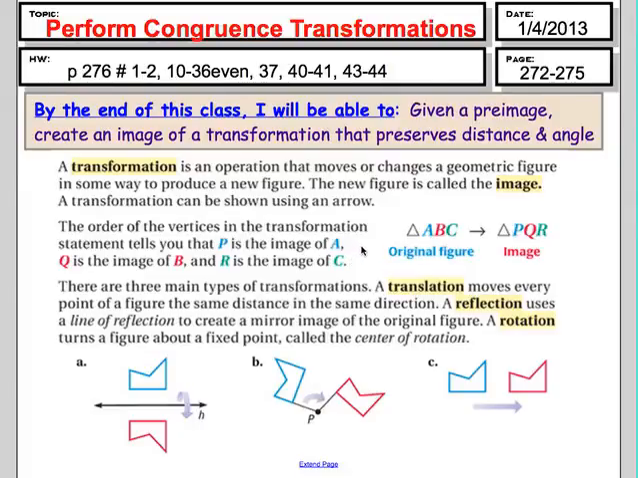Welcome class, we're talking about performing congruence transformations today. By the end of this class, you'll be able to be given a pre-image and create an image of a transformation that preserves distance and angle. We'll talk about transformations being the operation that moves or changes a geometric figure in some way to produce a new figure. The new figure is called the image. So you start with a pre-image and you end with an image.